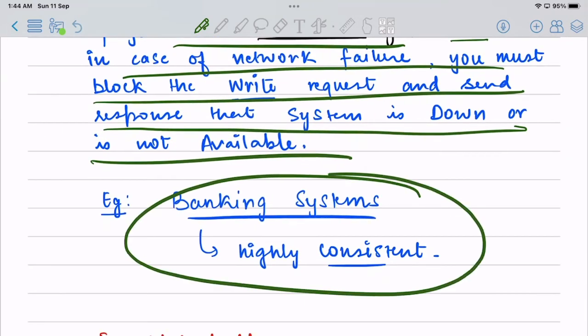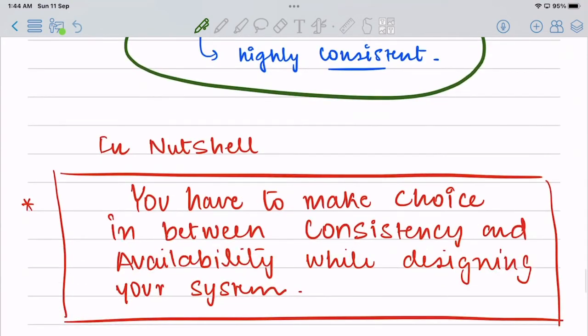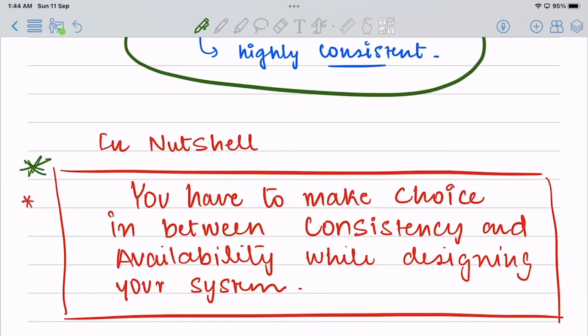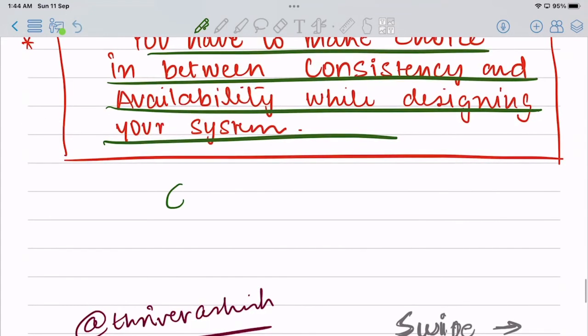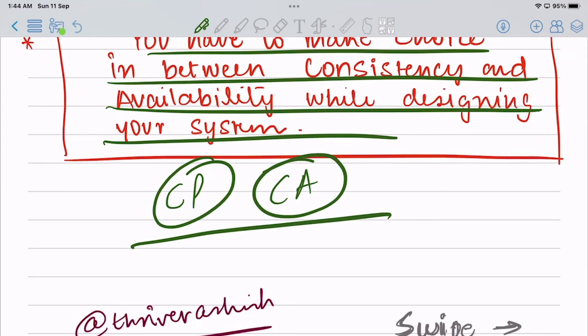Banking systems. So in a nutshell, this is the summary, or सार जिसको हिंदी में बोलते हैं. You have to make a choice between consistency and availability while designing your system. So either your system will be CP or AP, बस इतना ही करना है. So this is the CAP theorem.